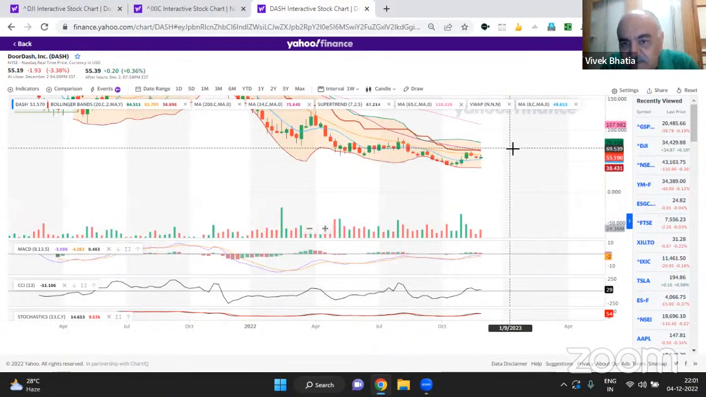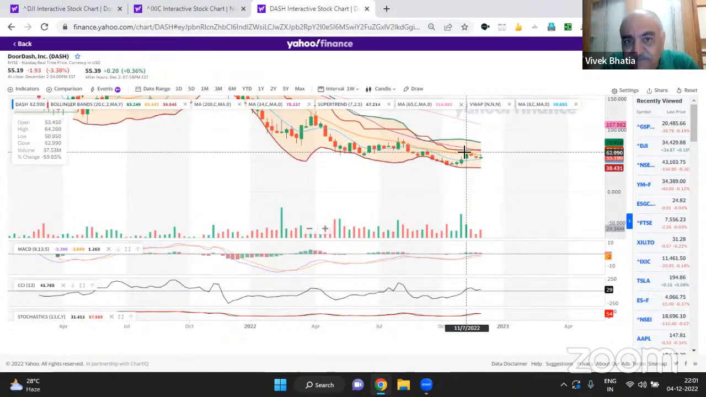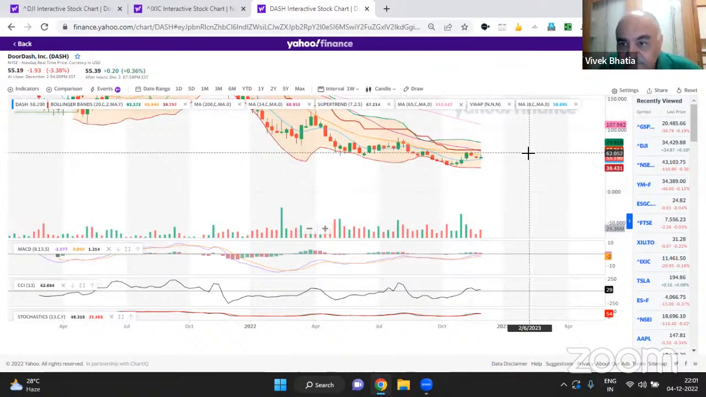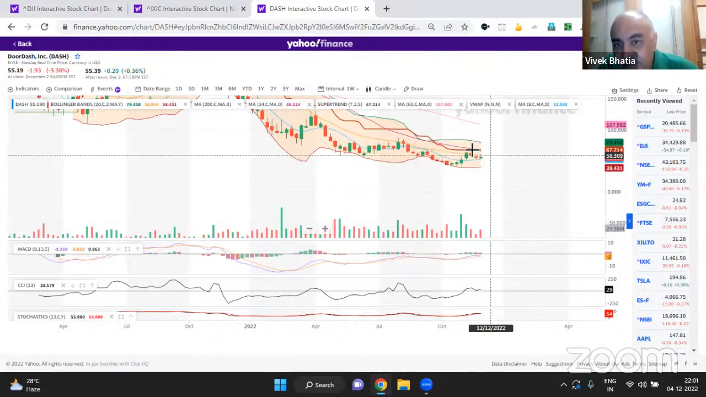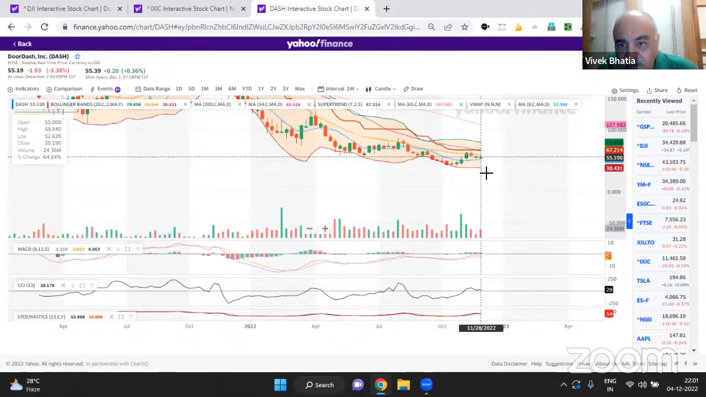Weekly chart, very clearly, this is your resistance level at the support trend, which is 67.2. Now, 62 has been the turning point so far over here. Now, in this case, you are between 8 and 20. Your 8 is at 52.35. So you are currently at 55, and 20 is at 59. So you are exactly in between the 8 and the 20. This is the weekly chart.